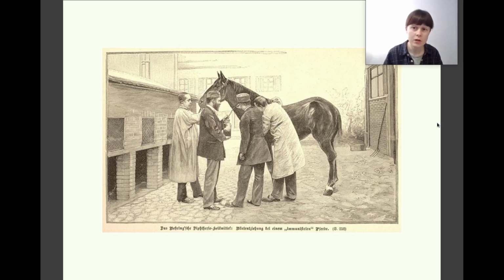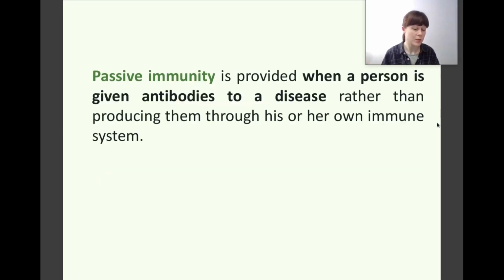In this case, we call this one antitoxin, which circulates in blood and can offer specific protection against the toxin in other individuals. Nowadays, we call this phenomenon passive immunity.